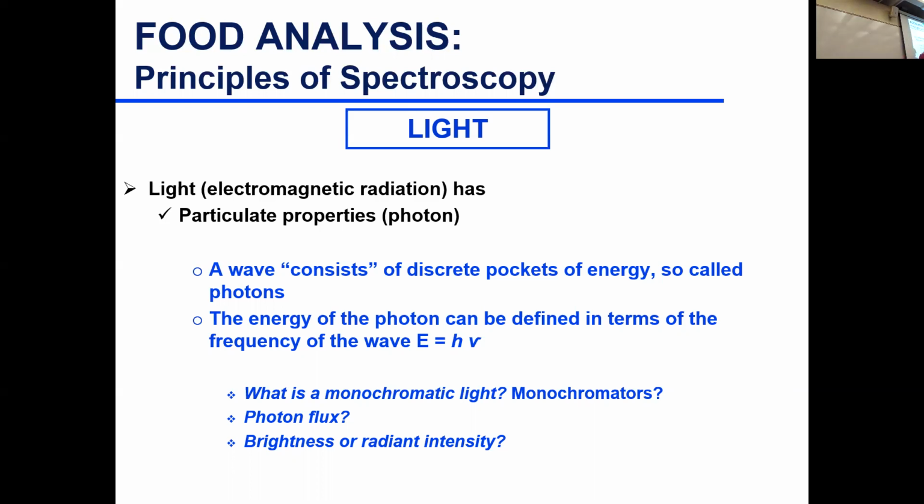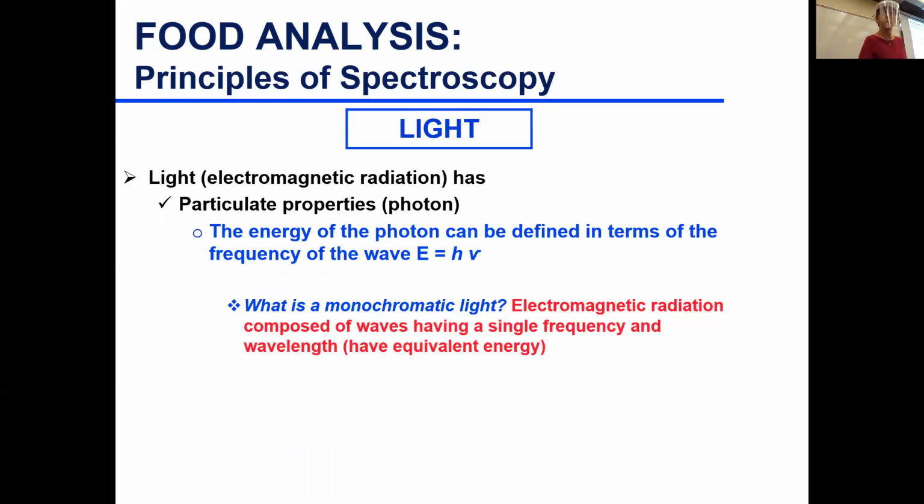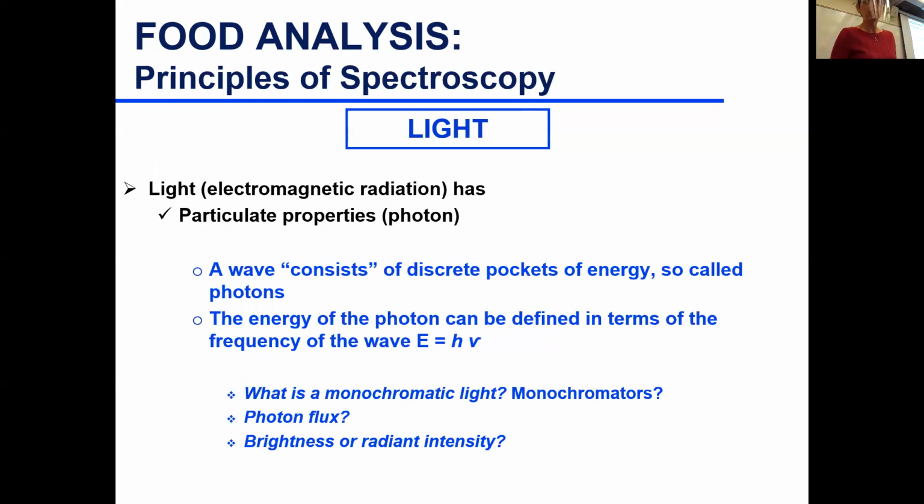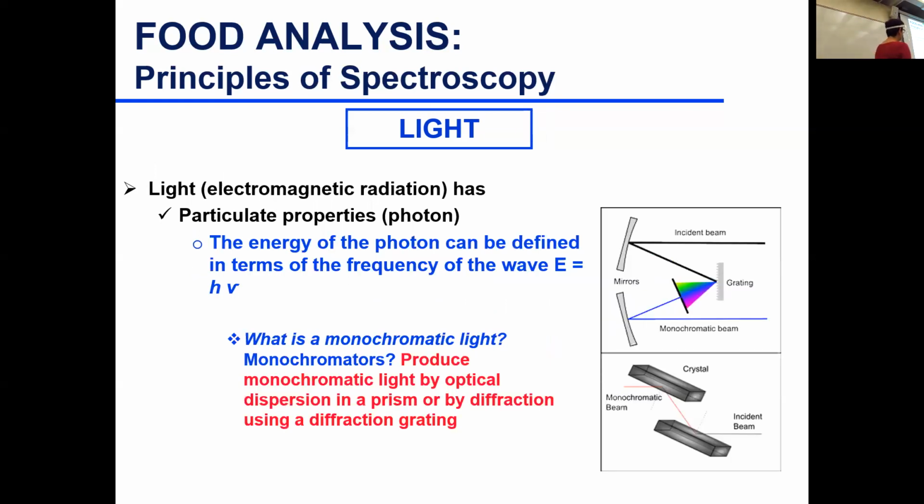So what is monochromatic light and a monochromator? We just talked about that. Monochromatic light is electromagnetic radiation composed of waves having a single frequency and wavelength. That's monochromatic light, which is very important in spectroscopy when we're doing quantification. What is a monochromator? It is the device we have in a spectrophotometer that allows us to diffract the light into singular wavelengths.